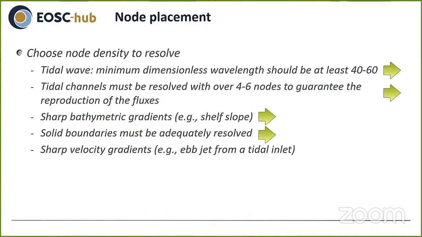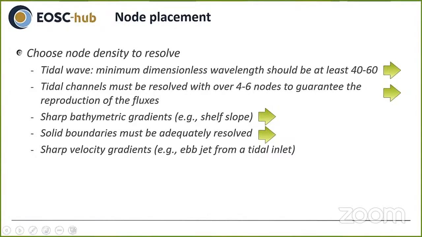A fifth issue that you have to take into account in the node placement is the sharp velocity gradients. For instance, if you have an ebb jet from a tidal inlet, you'll have strong vortices, strong velocity gradients, and you need a fine grid to represent those.